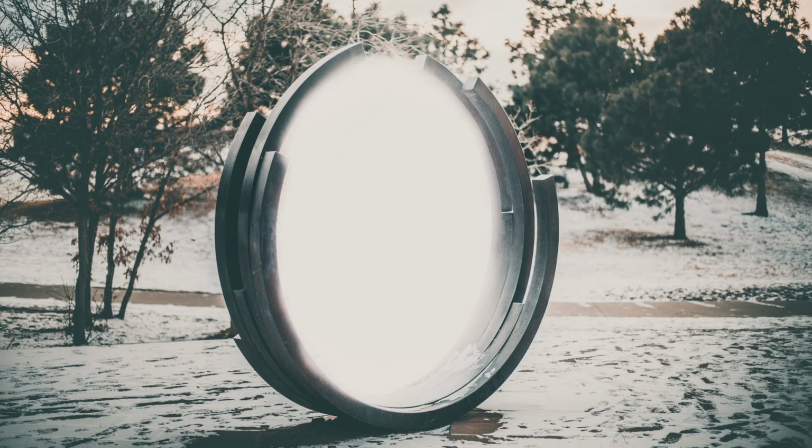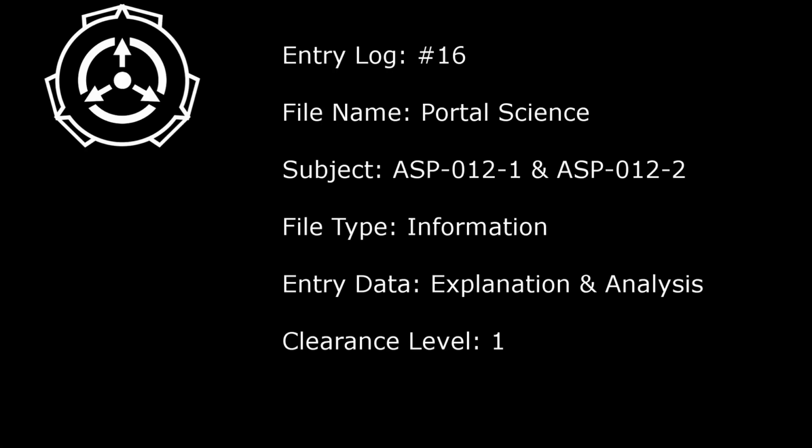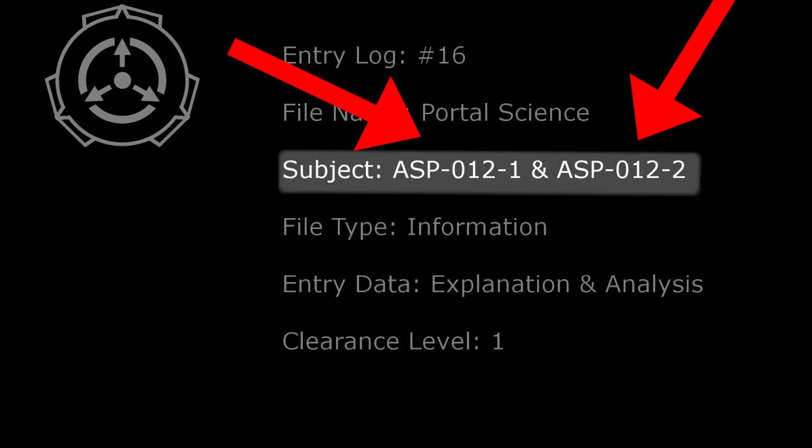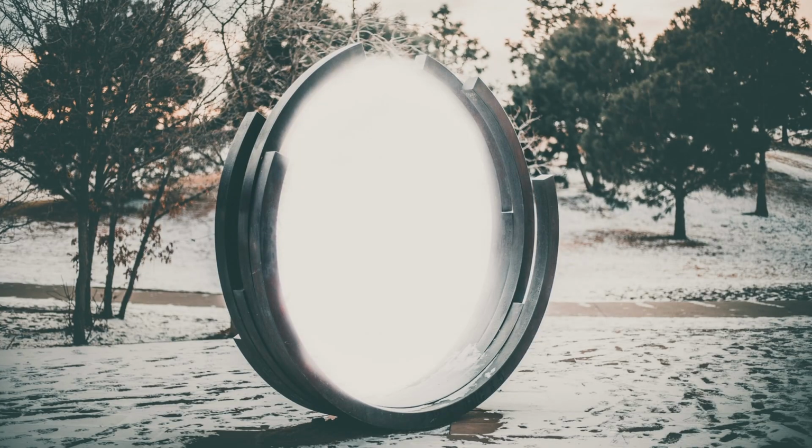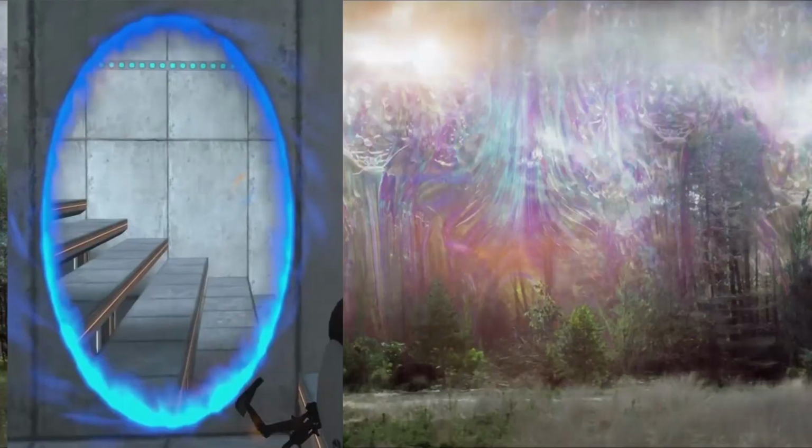With portals, we should begin with an understanding of what these are doing before diving into the science of how they are doing it. As mentioned in the entry log data, there will be two subjects in this video. Portals come in two forms. There is the shimmer and the rift. These portals have distinct functionality from each other, as well as having visible divergence in their appearance.